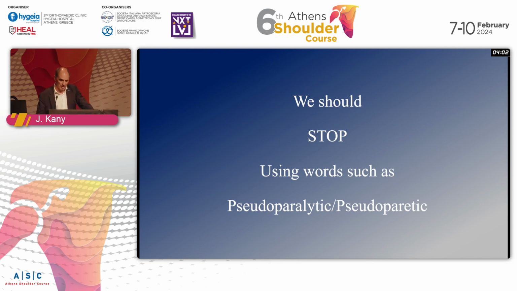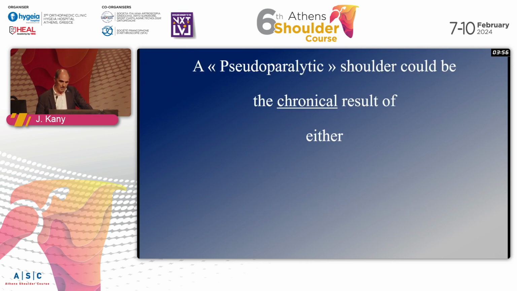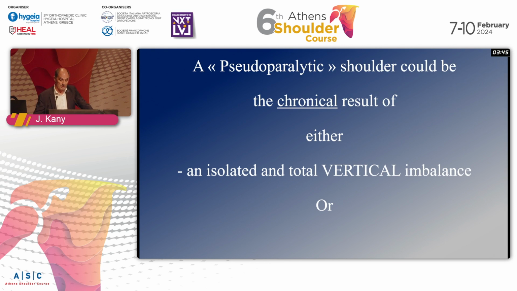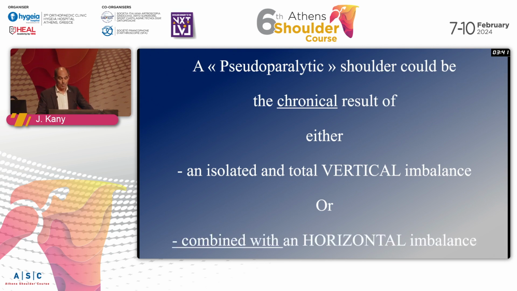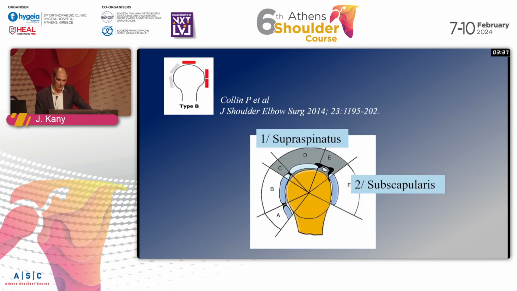So I propose to stop using the words such as pseudoparalytic and pseudoparalysis, and to try to go through maybe something else, and this is very new. So I propose cervical shoulder could be the chronic result of either an isolated and total vertical imbalance of the shoulder, or combined with a horizontal imbalance of the shoulder. So let me explain that to you.